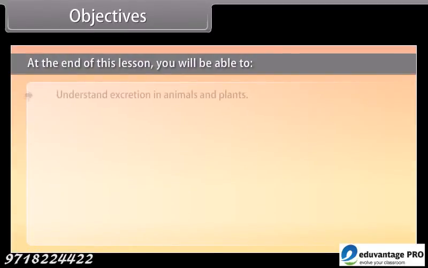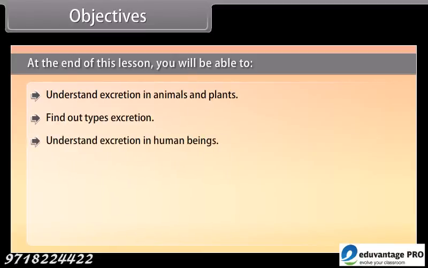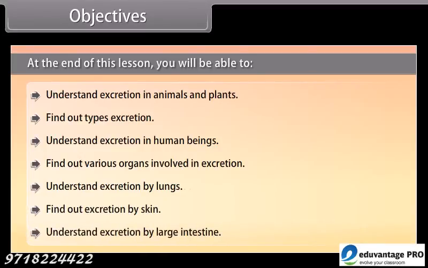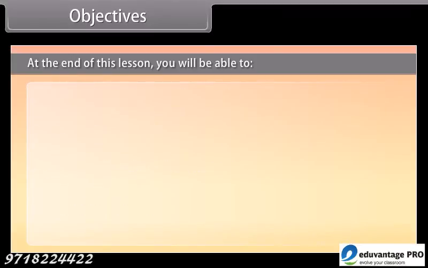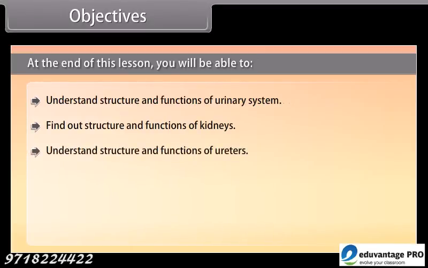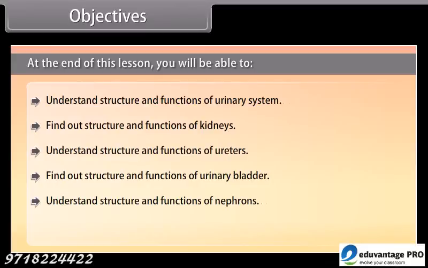Objectives. At the end of this lesson, you'll be able to understand excretion in animals and plants, find out types of excretion, understand excretion in human beings, find out various organs involved in excretion, understand excretion by lungs, find out excretion by skin, understand excretion by large intestine, understand structure and functions of the urinary system, find out structure and functions of kidneys, understand structure and functions of ureters, find out structure and functions of the urinary bladder, understand structure and functions of nephrons, study about artificial kidney or hemodialysis.